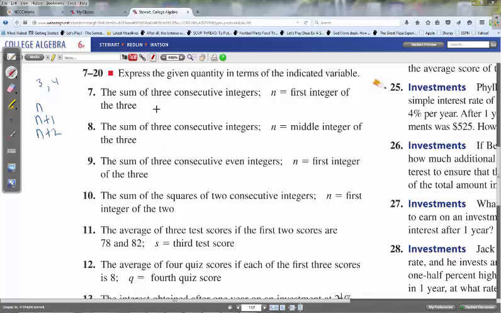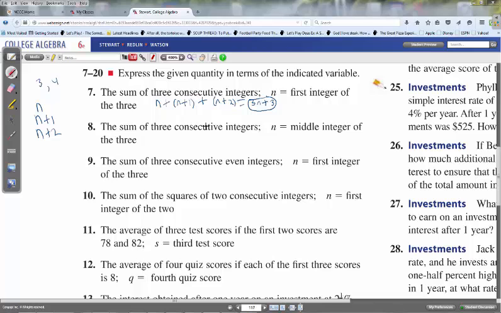Then I want to say the sum of the three. Well, that's easy enough. N plus, I'll go ahead and put parentheses around it for this step, (n plus 1) plus (n plus 2). And that's the sum. It'll probably take that just fine, but I'm going to go ahead and combine like terms. That is 3n plus, let's see, 1 plus 2 is 3. That is the sum of 3 consecutive integers, where n is the first one.